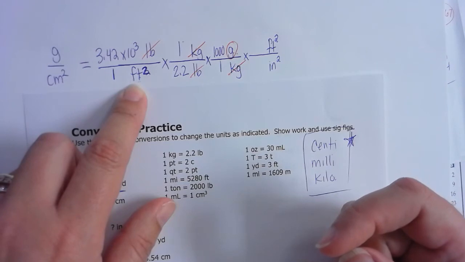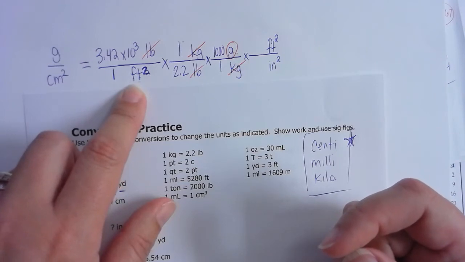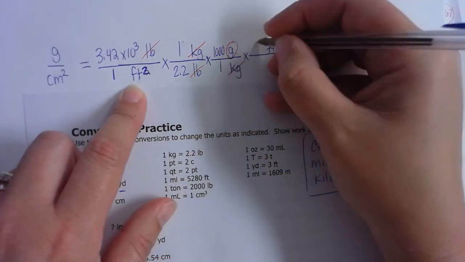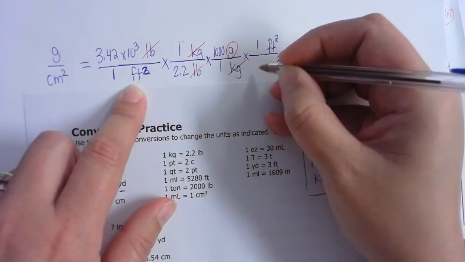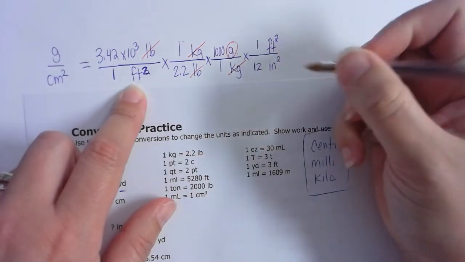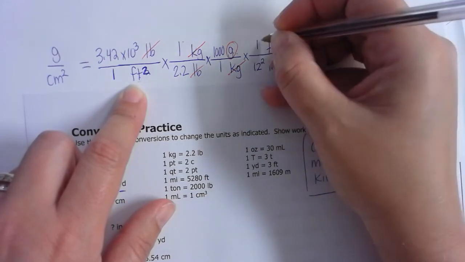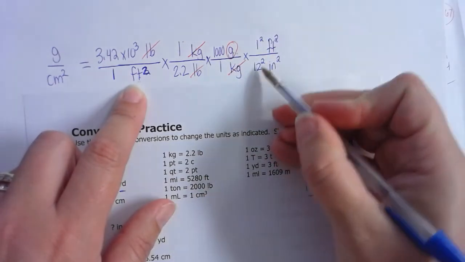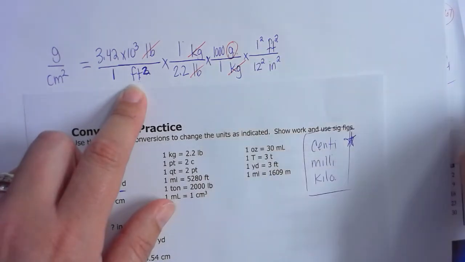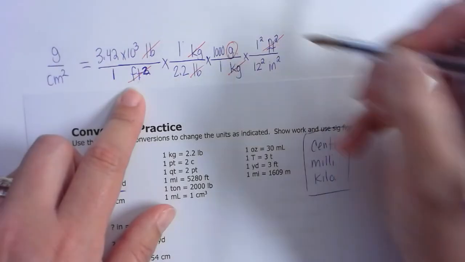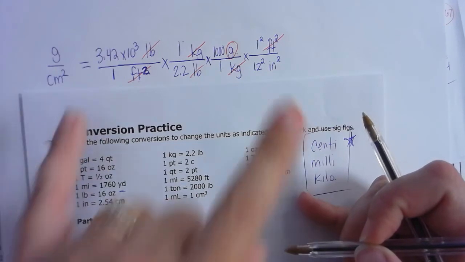Some numbers for that. 1 foot, 12 inches. And we squared the unit, so now we got to square the numbers. So I squared the 12 and I squared the 1. Canceling, we canceled our foot squared. All right. Are we done?